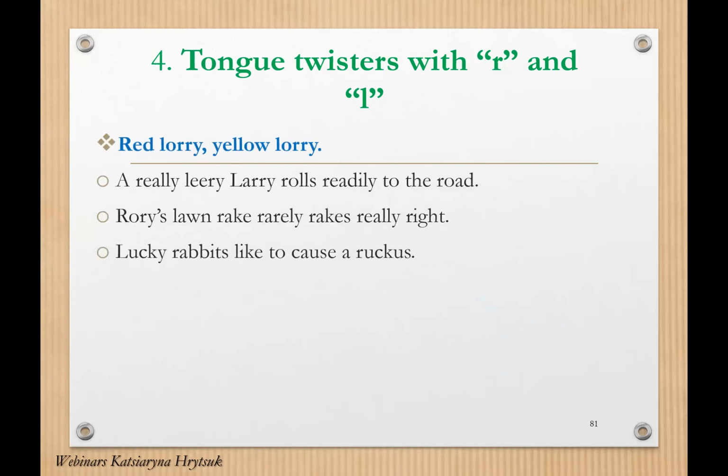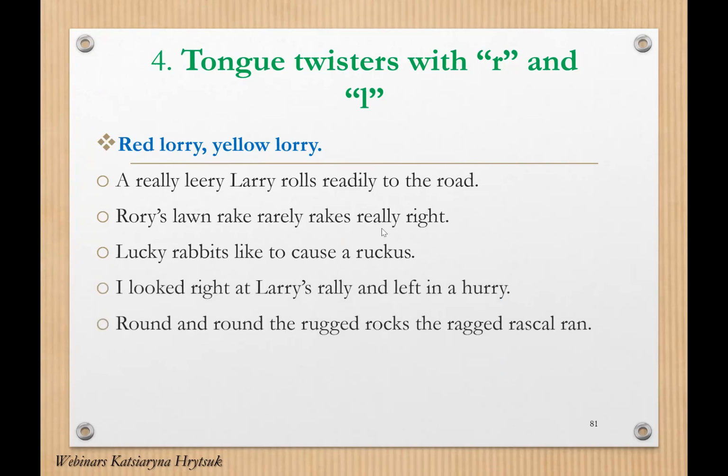Another one, we also have: Really little Larry rolls readily to the road. Rory's lower rake rarely rakes really right. Lucky rabbits like to cause a rock carcass. This one is less complicated. You know, my favorite one, more complicated, I like the most: I look right at Larry's rally and I left in a hurry. Round and round the rugged rocks the ragged rascal ran.